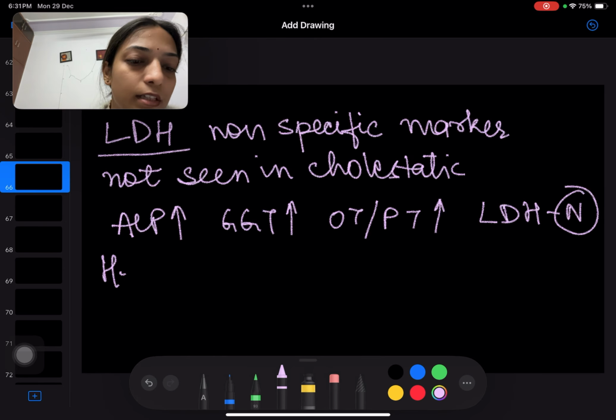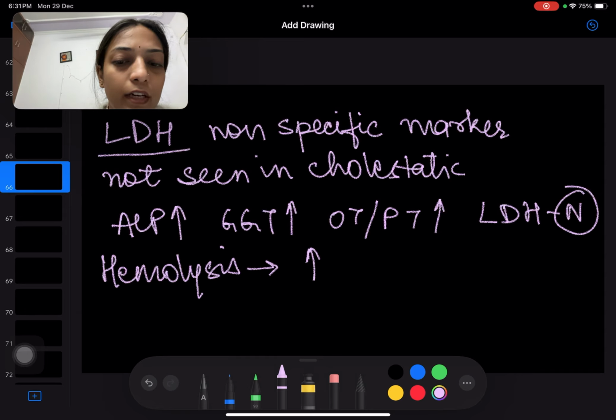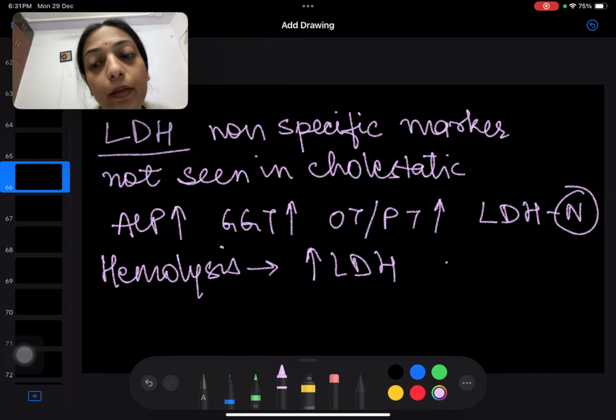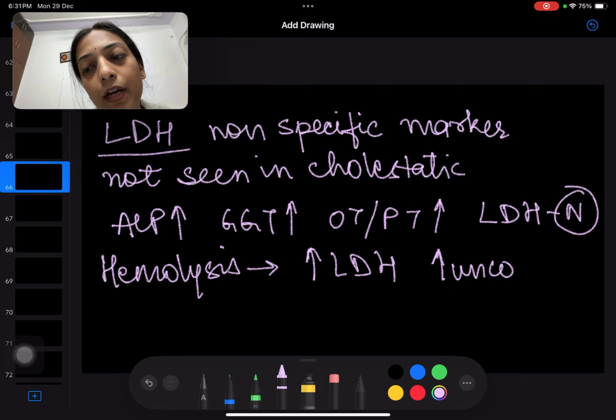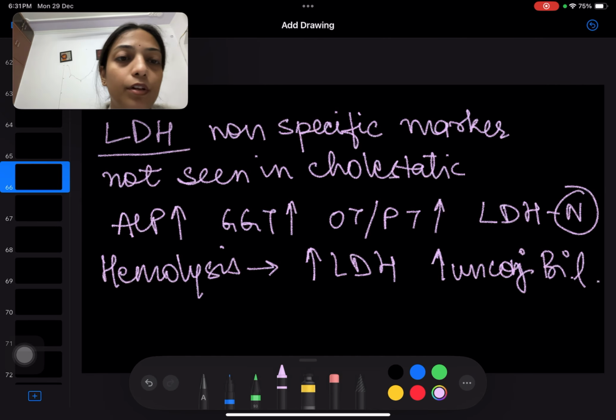If hemolysis, excessive hemolysis is occurring, then what will you see? You will see that LDH levels are going to increase, plus unconjugated bilirubin is going to increase, right?